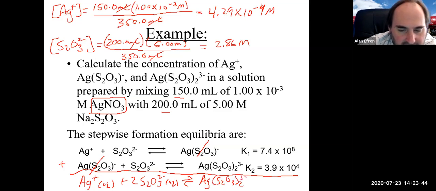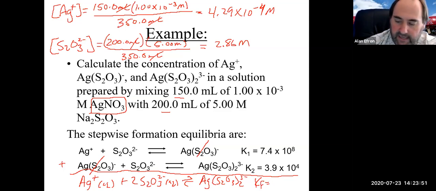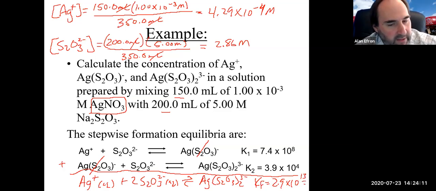Now, if we want the Kf for this, we could get it by multiplying both of these together. So if we multiply both of those together, 7.4 times 10 to the 8 times the 3.9 times 10 to the 4, we actually get a Kf value of like 2.89. We'll round this to 2.9 times 10 to the 13. So here we see as well, we ended up with a fairly big Kf value, which is what we normally will see in these sort of problems.